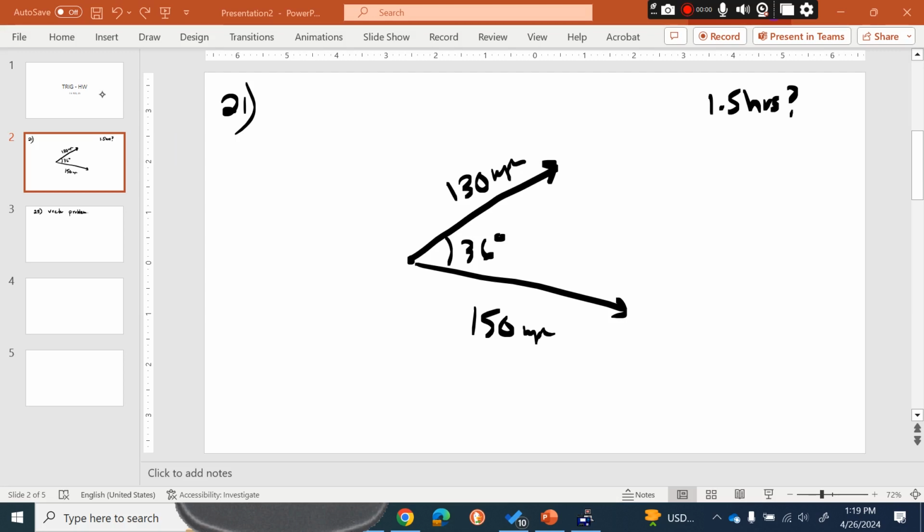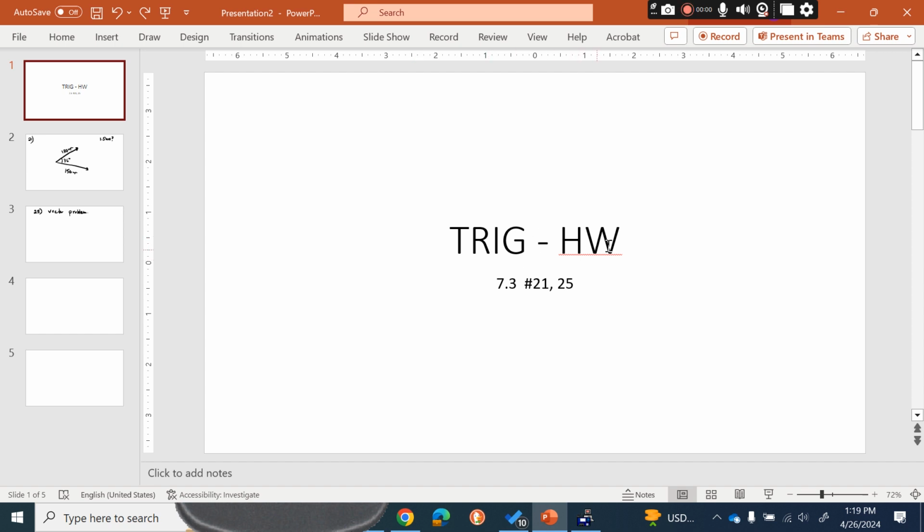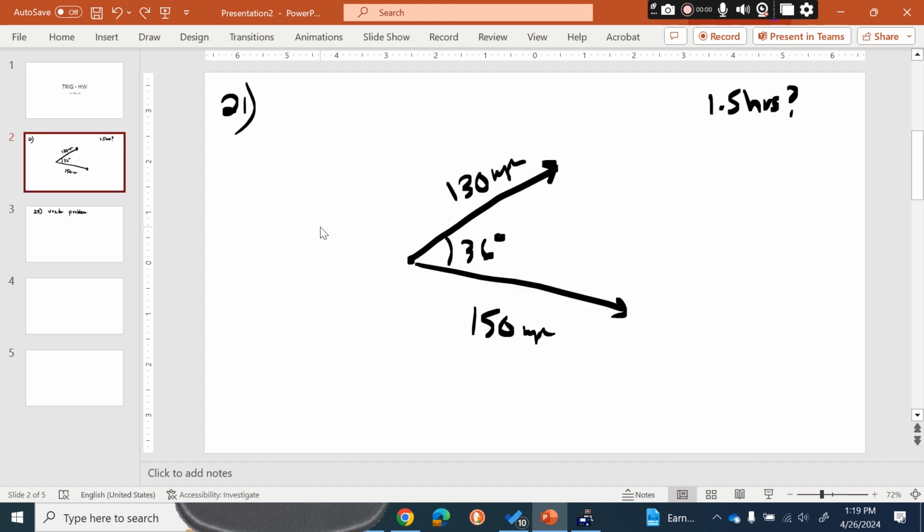All right, class, let's start here. Let me back up here. This is Trig homework 7.3. We've got 21 and 25 to do. So we go with trigonometry number 21, and I already set this up here.